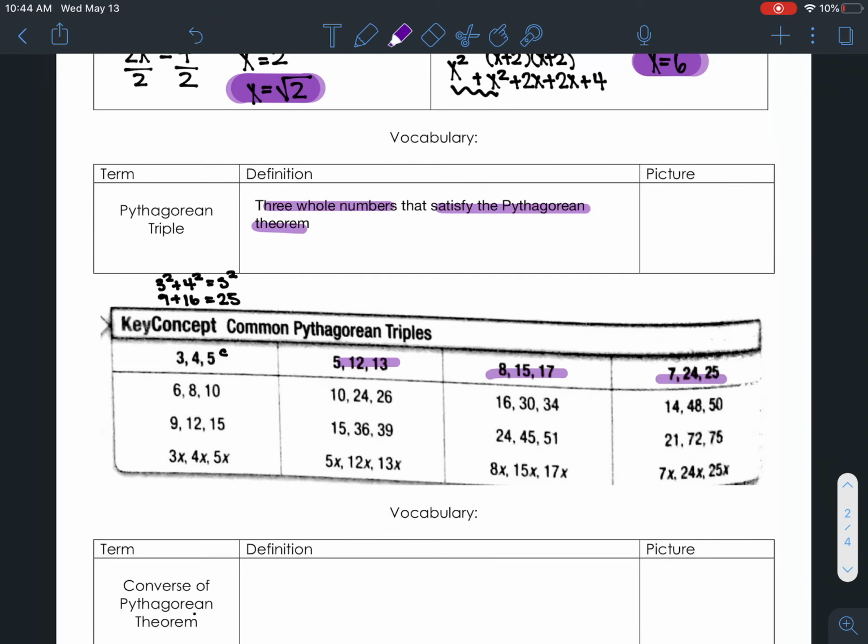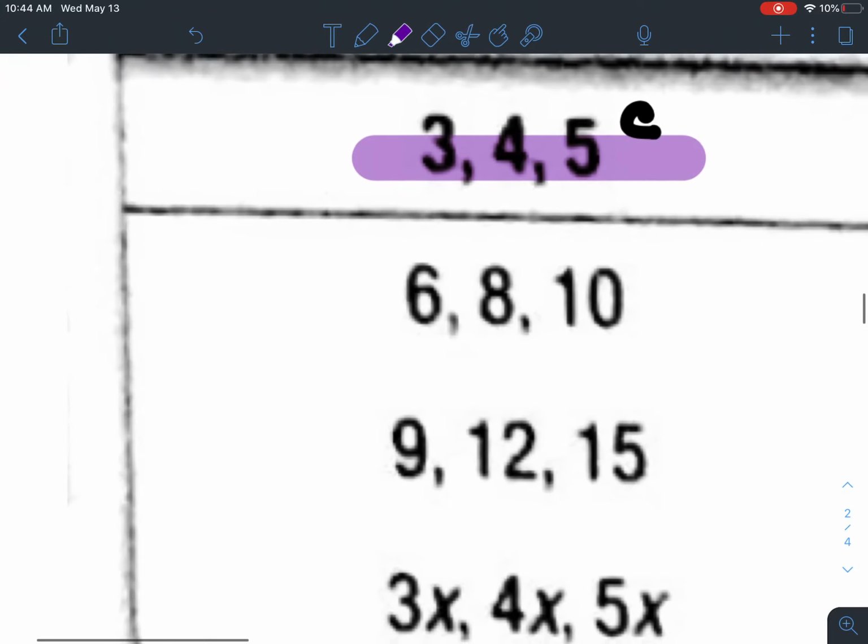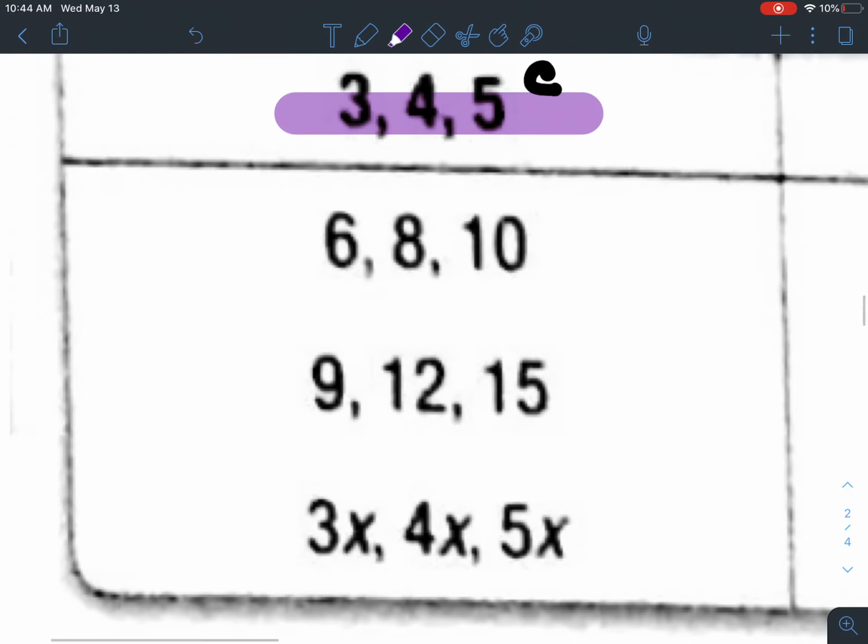And then 7, 24, 25, okay? Now, if you look underneath each of these that I've highlighted, for example, look at this column right here. 3, 4, 5 is the base triangle. But then if I have 6, 8, 10, how did I go from the 3, 4, 5 to the 6, 8, 10? Well, I just multiplied them by 2, right?